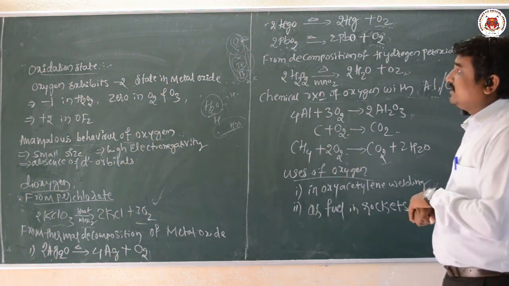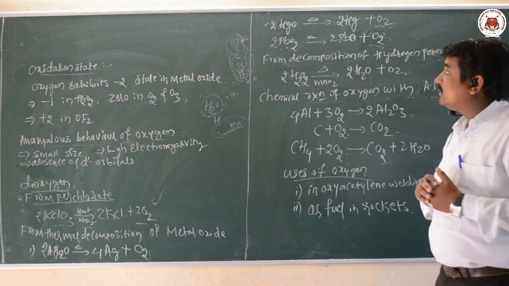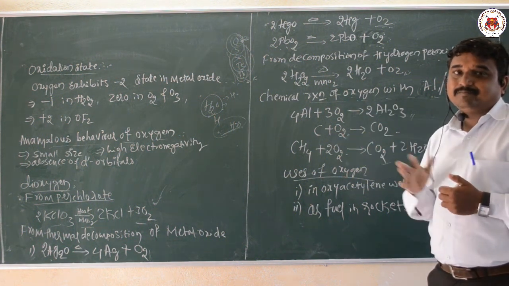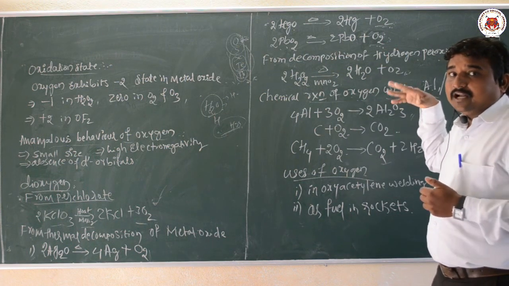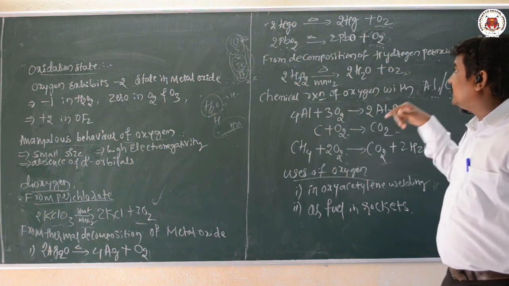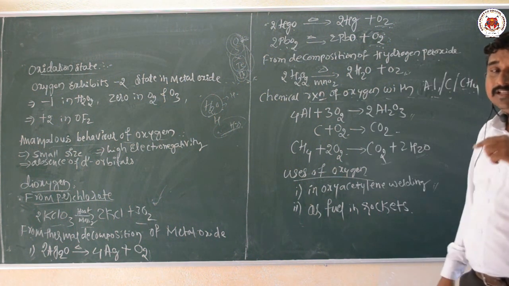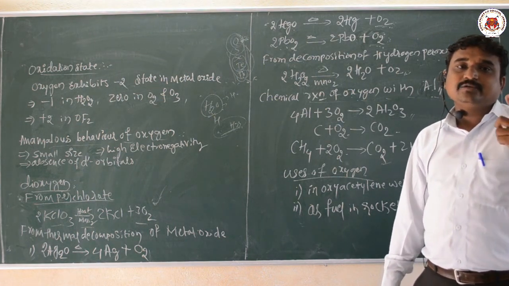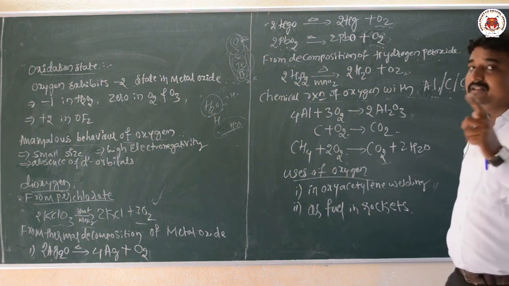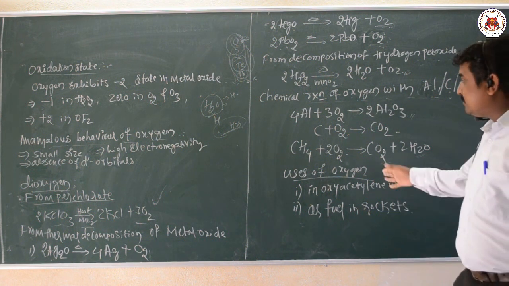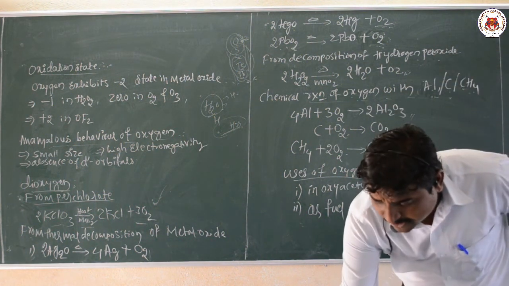So this is about the oxidation state, the anomalous behavior of oxygen, and the preparation of dioxygen from potassium perchlorate, from the metal oxides, silver oxide, mercuric oxide, lead oxide, and from the thermal decomposition of hydrogen peroxide, and some of the chemical reactions. Oxygen with aluminum forms aluminum oxide, with carbon forms carbon dioxide, and with methane gives water and carbon dioxide, and some of the uses.